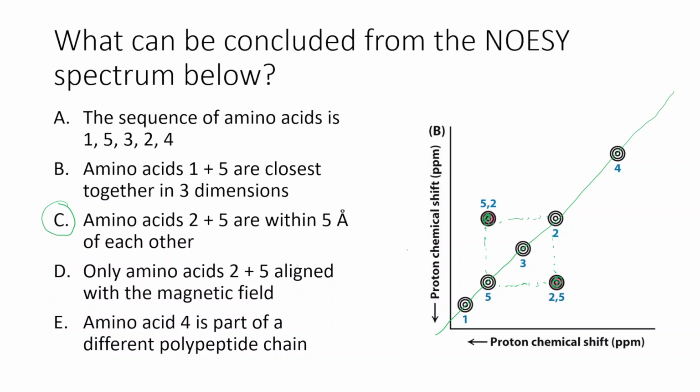So both of these pink dots are telling you the same thing, which is that number 2 and number 5 are very close to each other in space because you have this intersection between them where you're getting a signal from the NOESY process.